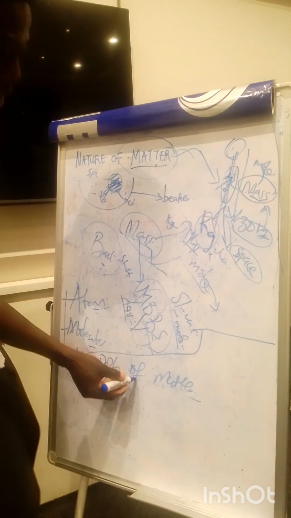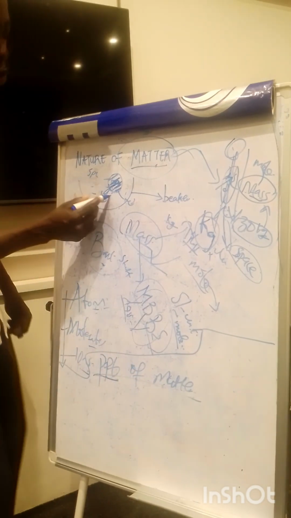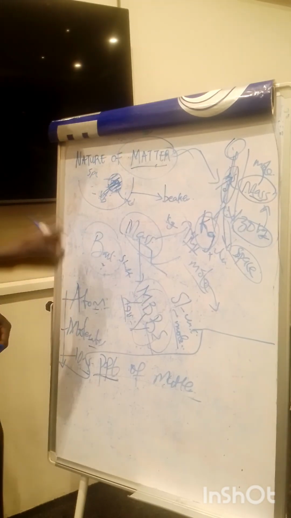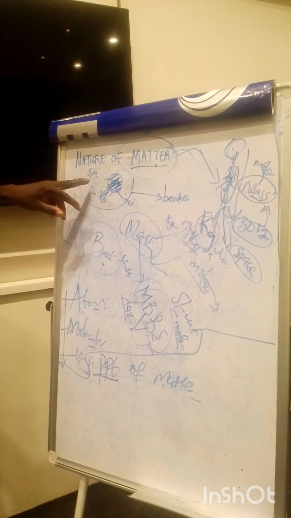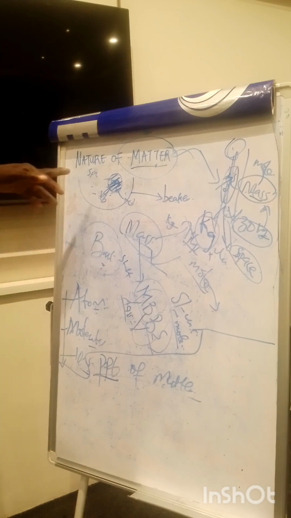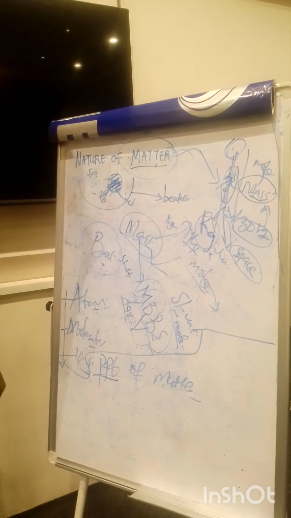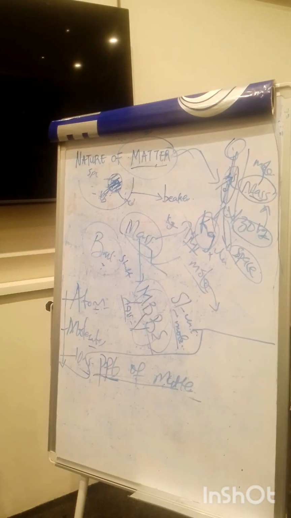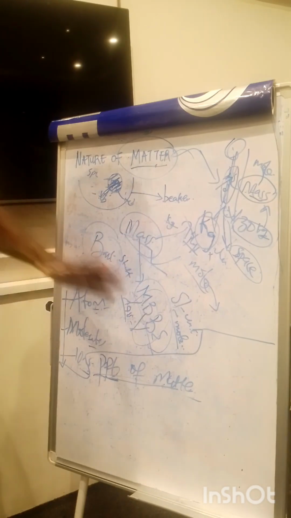When we say property of a matter, this ball is a matter. Why? Because it has mass and occupies space. I can look at this ball and say a lot about it. So that's what I want to look at here. Substances can be identified by the characteristics they possess.